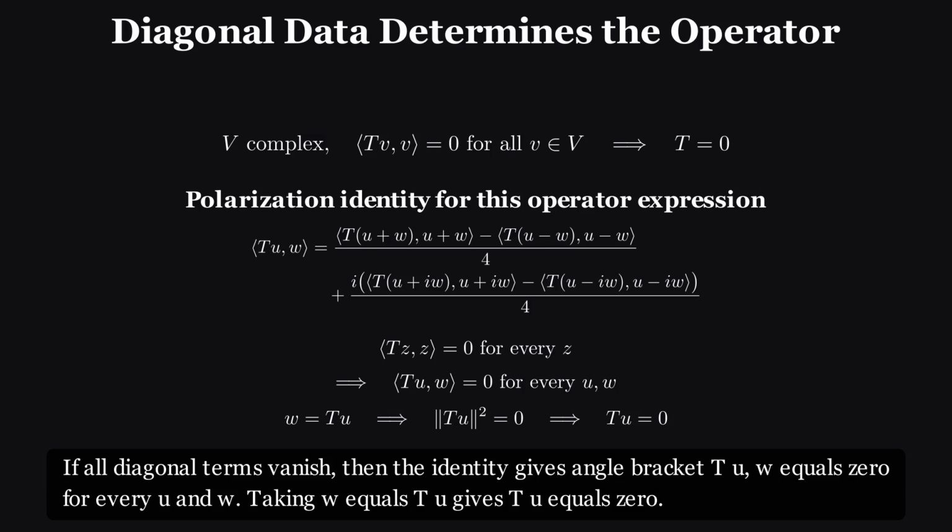If all diagonal terms vanish, then the identity gives angle bracket TU, W equals 0 for every U and W. Taking W equals TU gives TU equals 0.